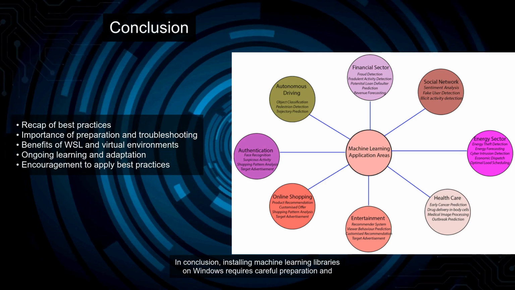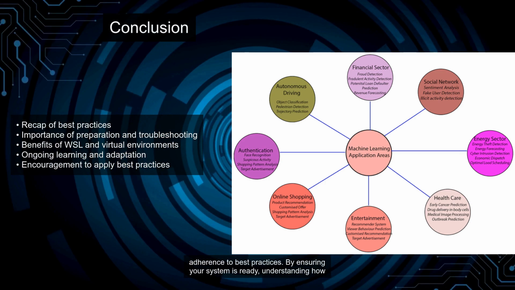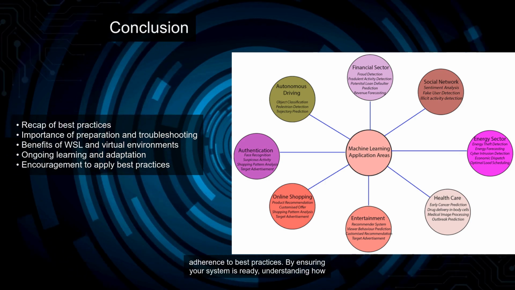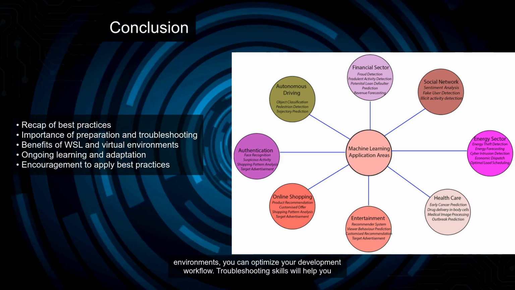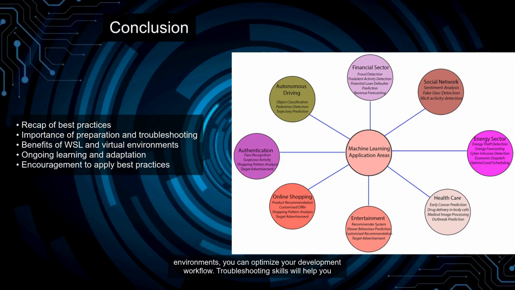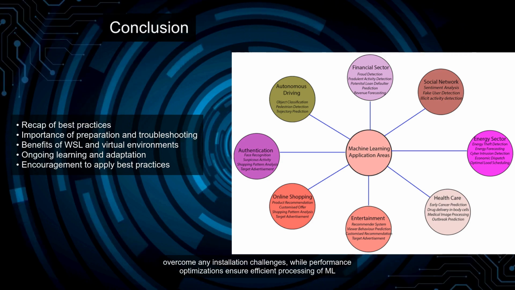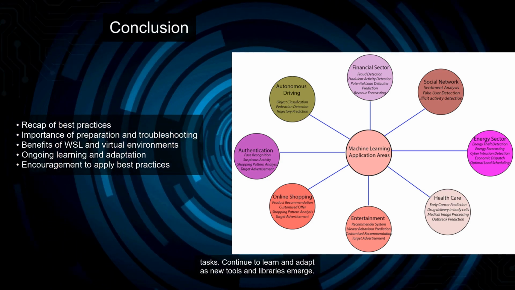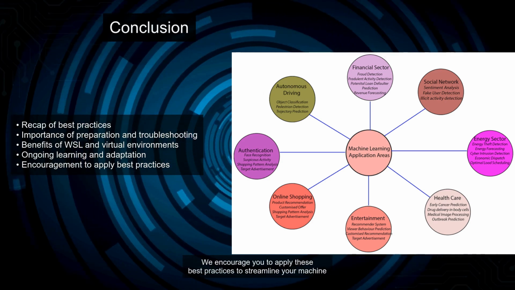In conclusion, installing machine learning libraries on Windows requires careful preparation and adherence to best practices. By ensuring your system is ready, understanding how to install and manage libraries, and leveraging tools like WSL and virtual environments, you can optimize your development workflow. Troubleshooting skills will help you overcome any installation challenges, while performance optimizations ensure efficient processing of ML tasks. Continue to learn and adapt as new tools and libraries emerge.